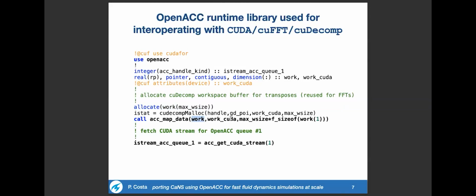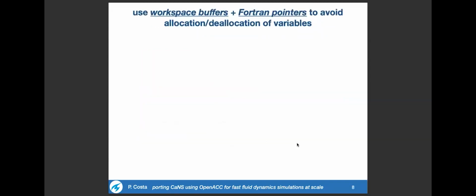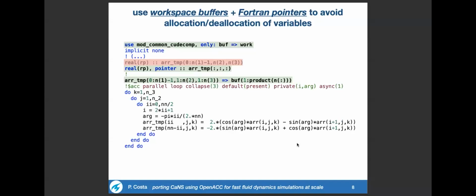And another important thing: because CaNS runs the whole calculation on the same queue, some parts of the algorithm call external libraries. And to those external libraries, I was also passing the CUDA stream associated with queue 1. And I can also fetch this with acc_get_cuda_stream from the ACC runtime library. So really neat.